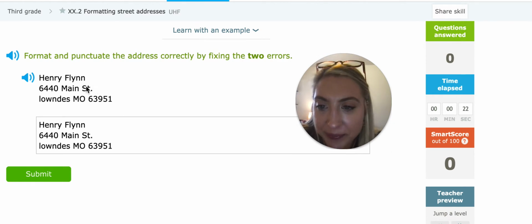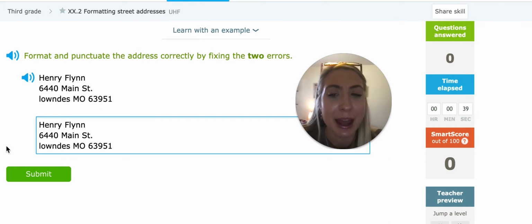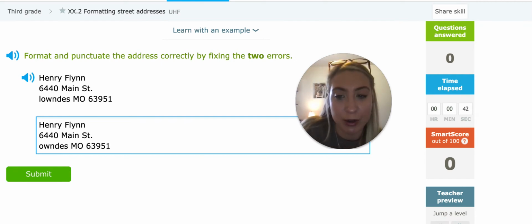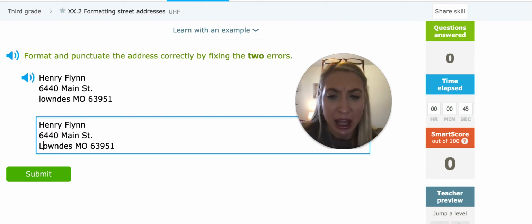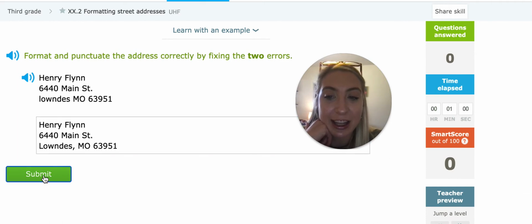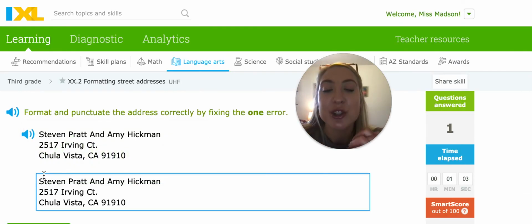So let's see. The name is capitalized. I have the house number and then the street, and I see that the street is correctly abbreviated. It's a period and they're both capitalized. But here I have the city, and we know that a city has to be capitalized, and that's a lowercase L. So we have to change it to an uppercase L. But then I noticed the state abbreviation is capitalized as well. And there's one other thing. We only fixed one error. The other error is there has to be a comma in between the city and the state, a little separation between the city and the state. And we got it. So now there's only one error.